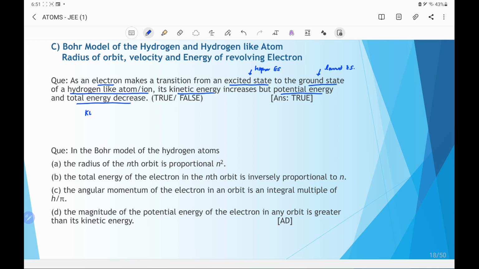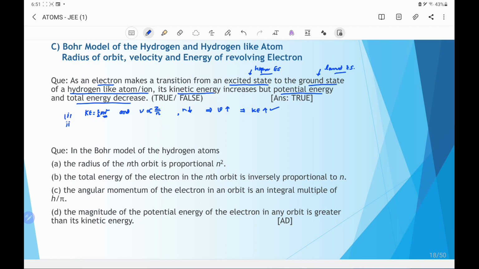Kinetic energy we know is equal to half mv square, and here the variable term is v, velocity, and velocity we know is proportional to Z by n. So as the electron transits from a higher energy state to a lower energy state, that means n decreases. If n decreases, this implies that velocity increases, and if velocity increases, it means kinetic energy increases.